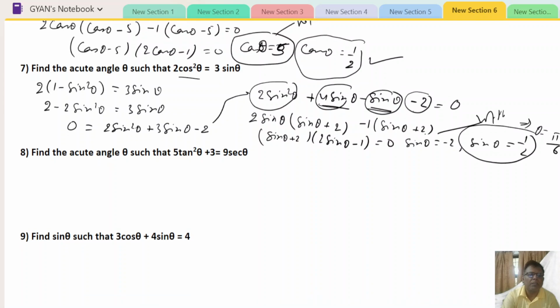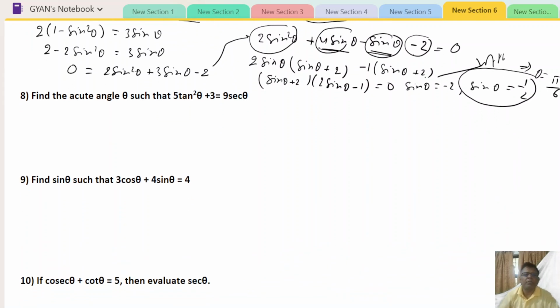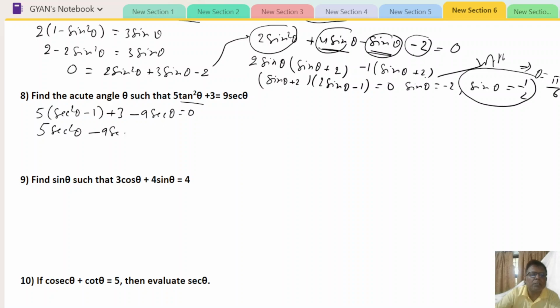Question number 8 says, here you convert into sec square theta. So 5 times (sec square theta minus 1) plus 3, take this sec theta also to this side, minus sec theta is equal to 0. So 5 sec square theta minus 9 sec theta, minus 5 plus 3, that means minus 2, is equal to 0.